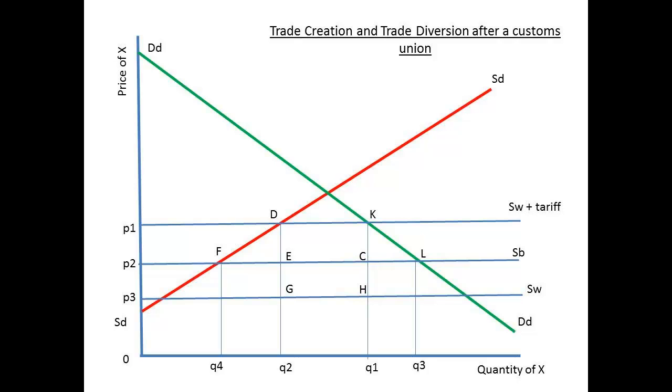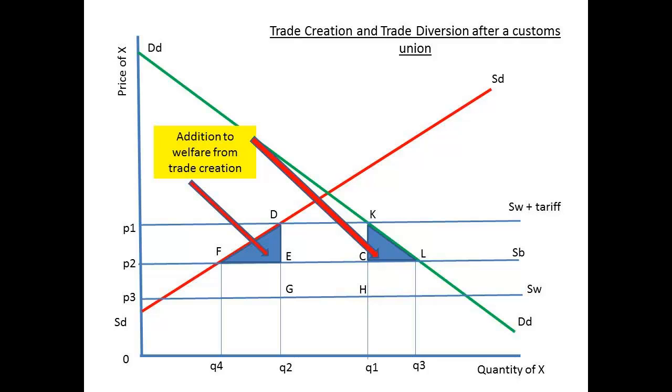Remember too, we are considering the difference after the union. The supply curves we are interested in are SDSD, SB, and SW plus the tariff. As before, we can identify the areas that represent an addition to welfare as the two small triangles, FDE and CKL.